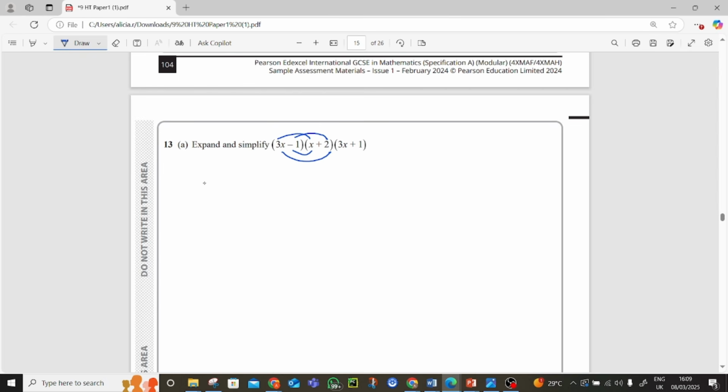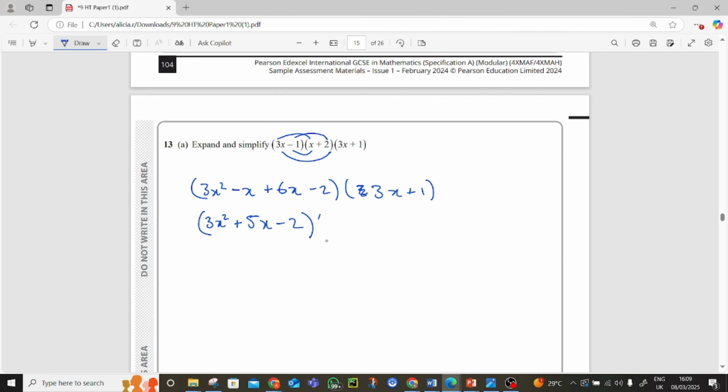So 3x times x is 3x squared. And then minus 1 times x is minus x. And then 2 times 3x is plus 6x. And lastly, minus 1 times 2 is negative 2. I can simplify this down. So this is 3x squared plus 5x minus 2. Now that's the expansion for only that first two brackets. Remember, all of this needs to be multiplied by 3x plus 1.